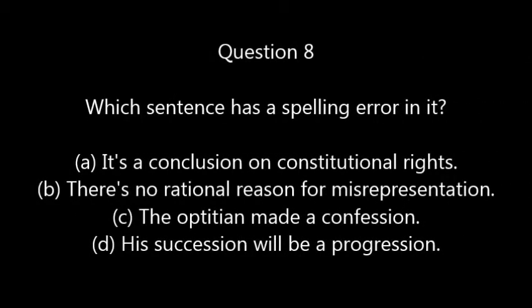Question number 8. Which sentence has a spelling error in it? A, it's a conclusion on constitutional rights. Or is it B, there's no rational reason for misrepresentation? Or is it C, the optician made a confession? Or is it D, his succession will be a progression? So which sentence there has the spelling error in it?